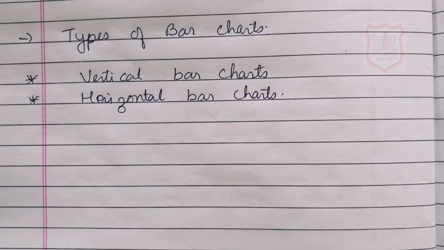Types of bar charts or bar graph. There are two types of bar charts, vertical bar chart or horizontal bar chart. The bar graphs can be vertical or horizontal. Even though the graph can be plotted horizontally or vertically, the most usual type of bar graph used is the vertical bar graph.